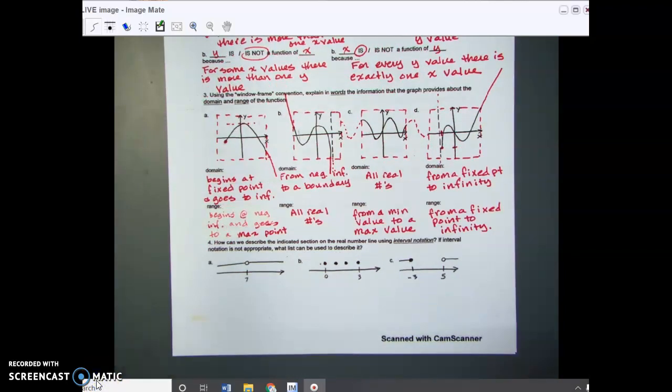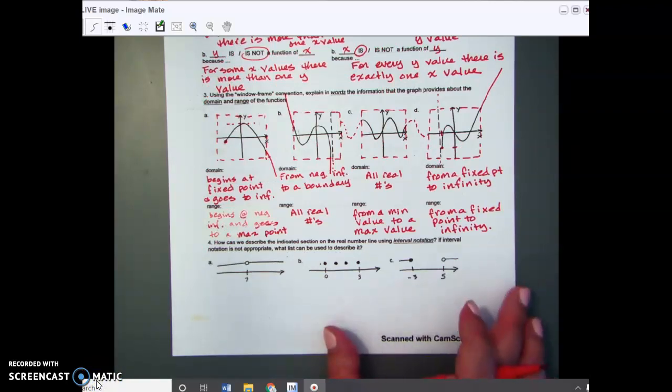All right, so I have added in the words so that you can see what that would look like on the test or on the quiz.